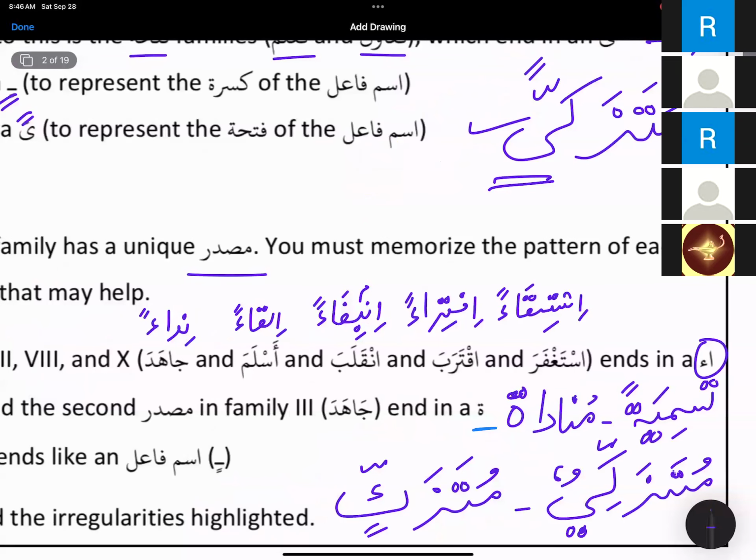Nada, yunadi, and the masdar would be nida'an. Aslama will become islaman, ilqa'an, from alqa. From the inqalaba family, baga, and then inbira'an, iftira'an, istisqa'an. So this is how the masdar is going to end.